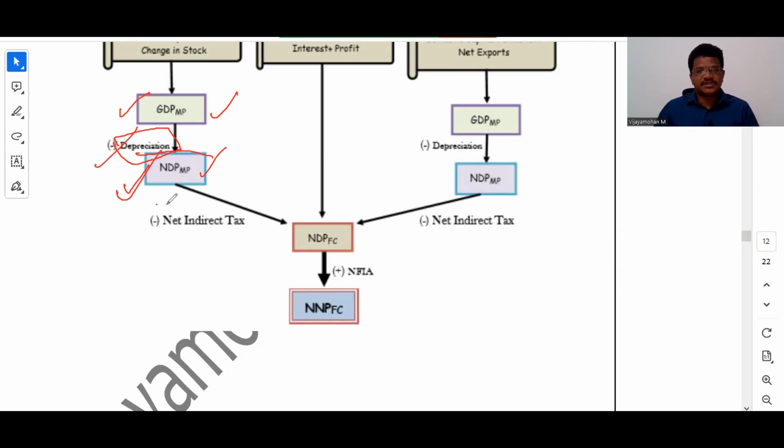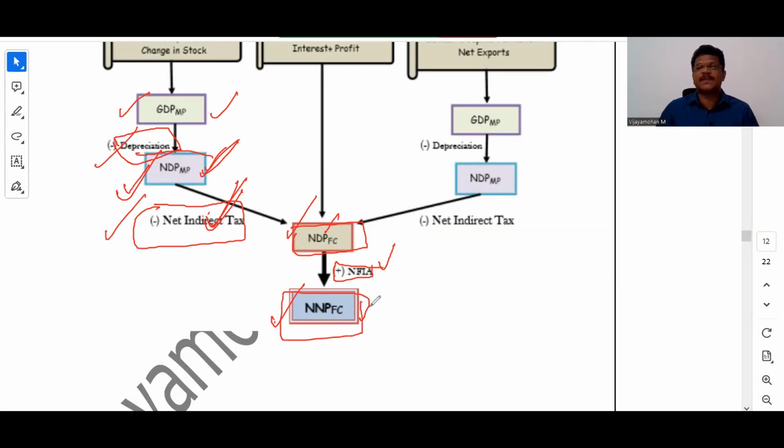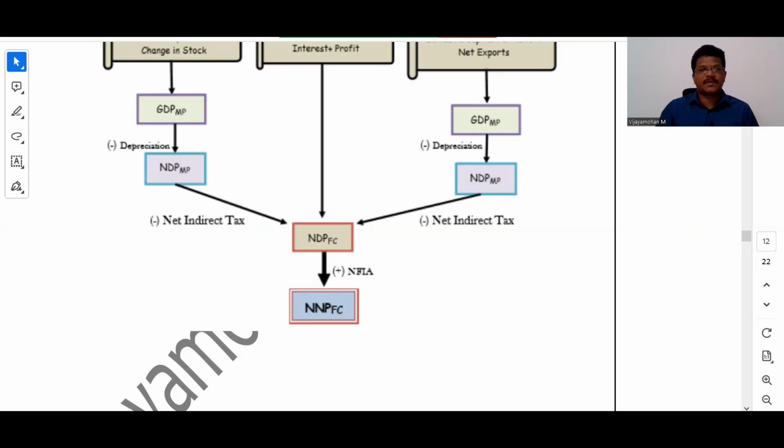If you remove net indirect taxes from NDP at market prices, you will get NDP at factor cost. And if you add net factor income from abroad to this NDP at factor cost, you will get NNP, net national product at factor cost, which is nothing but the national income, right? So this is the value addition method.